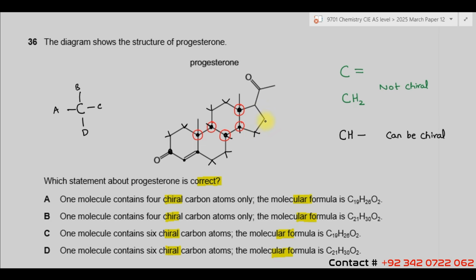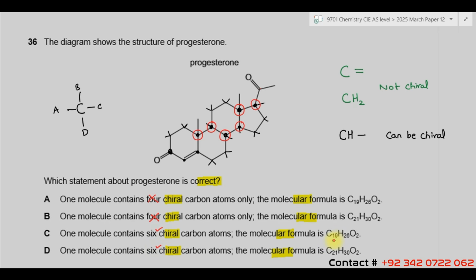2 hydrogens with this one, 2 hydrogens with this one, so they are not chiral. This carbon has 1 hydrogen atom and 3 sides are different, so it is also chiral. This is CH3, so it is not chiral. This is CH3, so it is not chiral. This is making a double bond, not chiral. This is CH3, so not chiral. 1, 2, 3, 4, 5, 6. We have 6 chiral carbons.